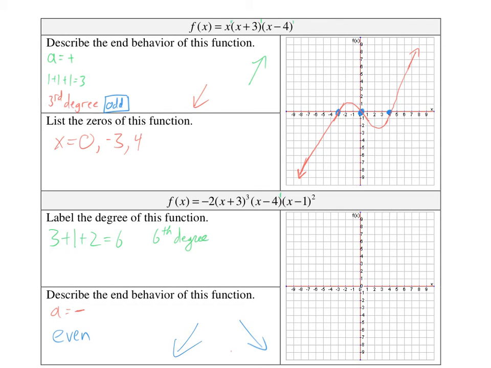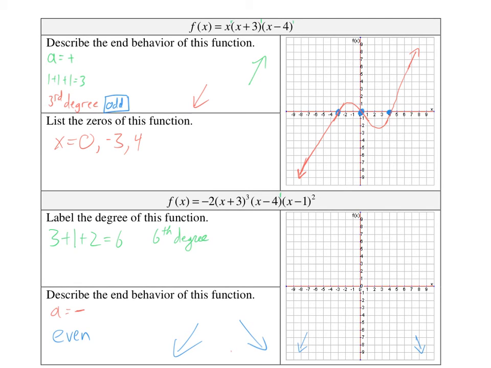So I can go over here on my graph and quickly go, okay, I know my graph's going to be going down over here, and it's also going to be going down over here. So I know that's how my graph's going to end on both sides, which will help me sketch it.